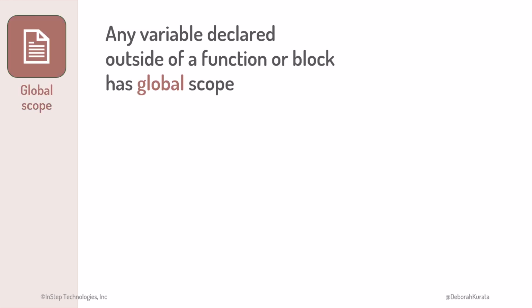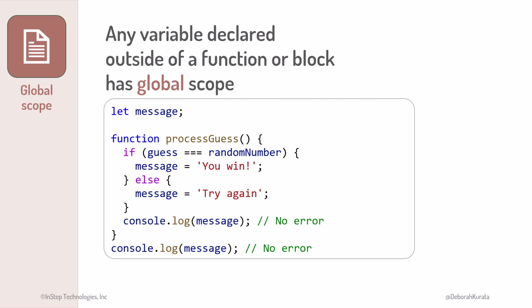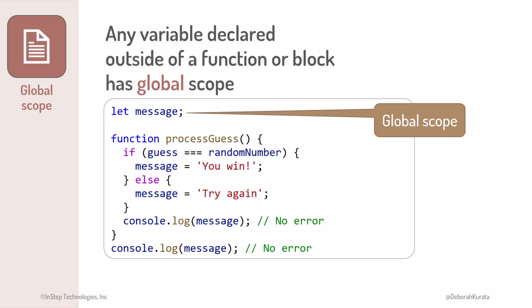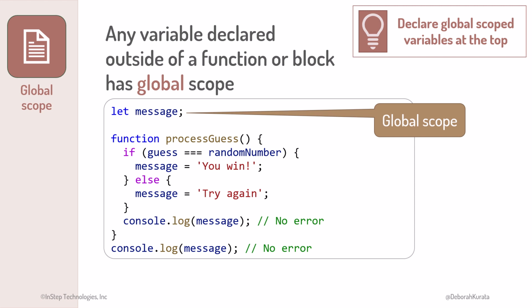Any variable we declare outside of any function or JavaScript block has global scope, meaning it can be accessed from anywhere else in the JavaScript code. Here we declare a variable outside of the function or any block, so it has global scope. We can then access the variable from within the main flow, within any function, and within any block. It's often best practice to declare globally scoped variables at the top of the script file, so they are easy to find.